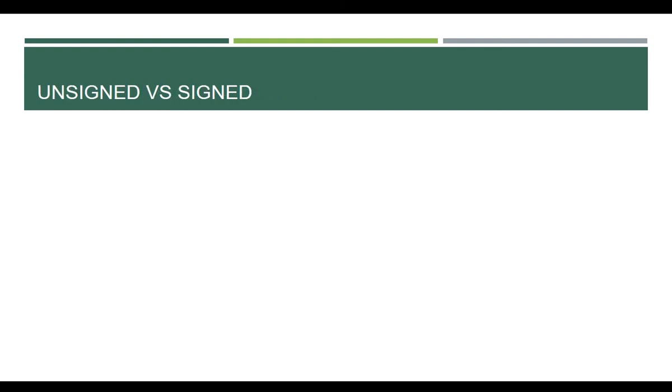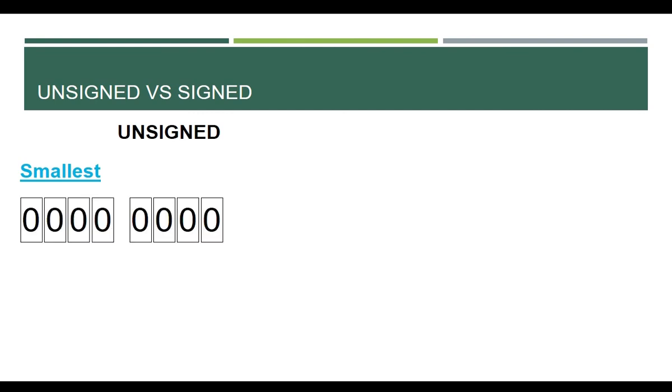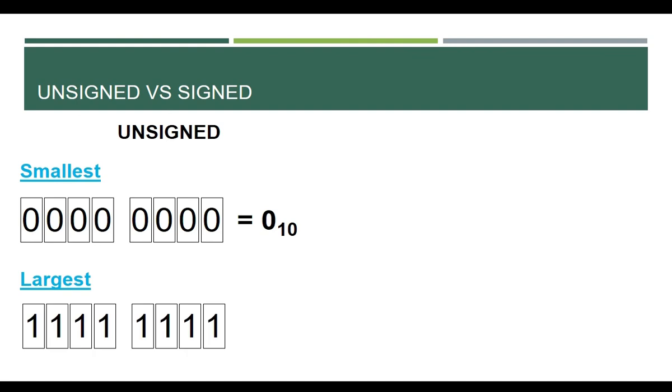Now let's compare the unsigned number against the signed number and vice versa. For unsigned numbers, the smallest number that we can produce is 00000000, and this equals 0 in decimal. The largest number that we can produce is 11111111, and this equals 255 in decimal.